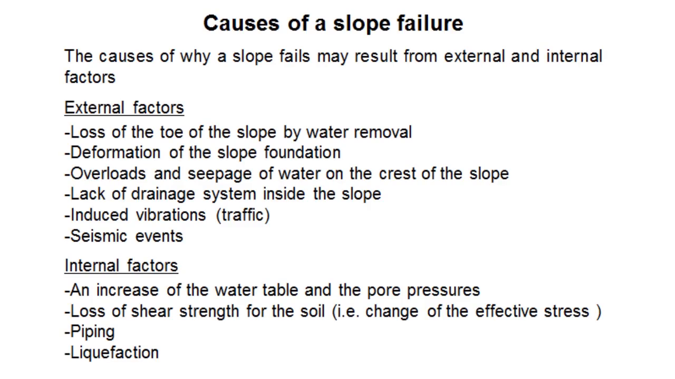The reasons why a slope fails may result from external and internal factors. For external factors, we can talk about a loss of the toe by water removal, an overload on the crest, or a seismic event. When it comes to internal factors, we can talk about an increase of the water table and the pore pressures, a change or variation of the effective stress, or even more complex phenomena such as piping or liquefaction.